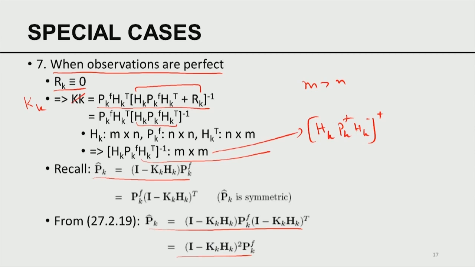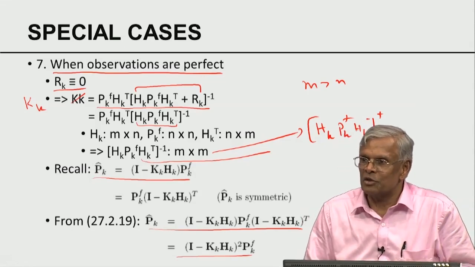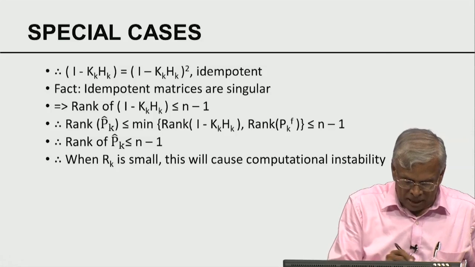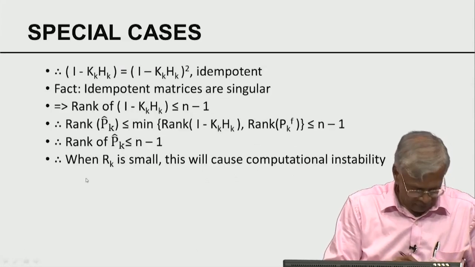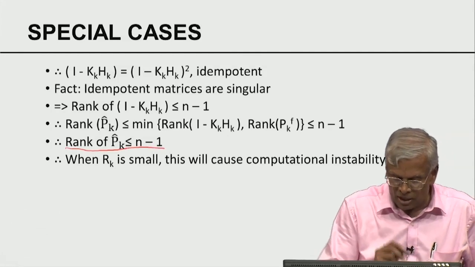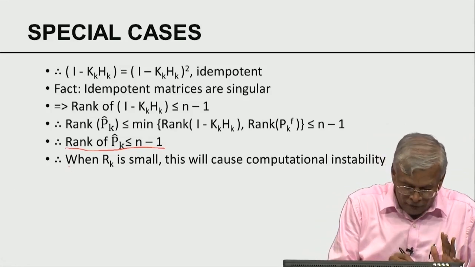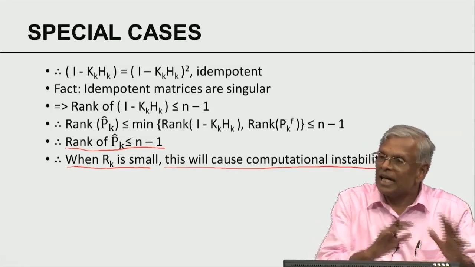Therefore, what is the story? We would tend to think that if the observations are perfect, meaning there is no error, that will help you. But within the context of the Kalman filter equation, perfect observations are a nuisance. Perfect observations are a nuisance in this particular case. Therefore, the rank of P_k, as I have talked about, is less than or equal to n minus 1. That matrix may not be SPD, and if that matrix is not SPD, there could be computational difficulty. Therefore, when R_k is small, this could cause computational instability. That again comes from the analysis of the special case.